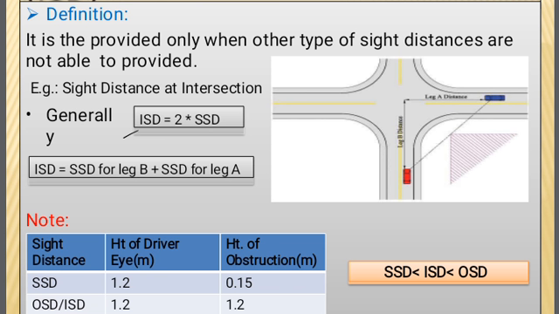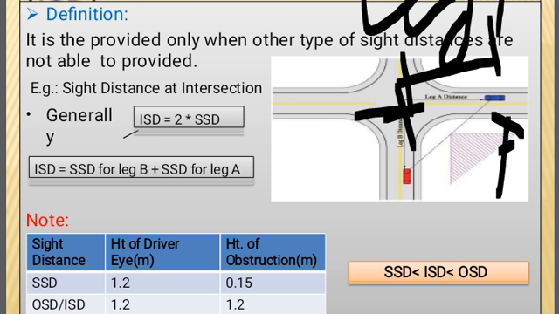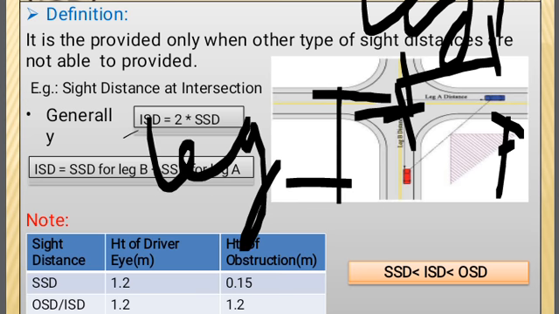Now, in this diagram, intermediate sight distances are given. Consider the blue vehicle. This is the intersection of two roads. From this intersection to the blue vehicle, consider leg A, and from this intersection to the red vehicle, consider leg B.